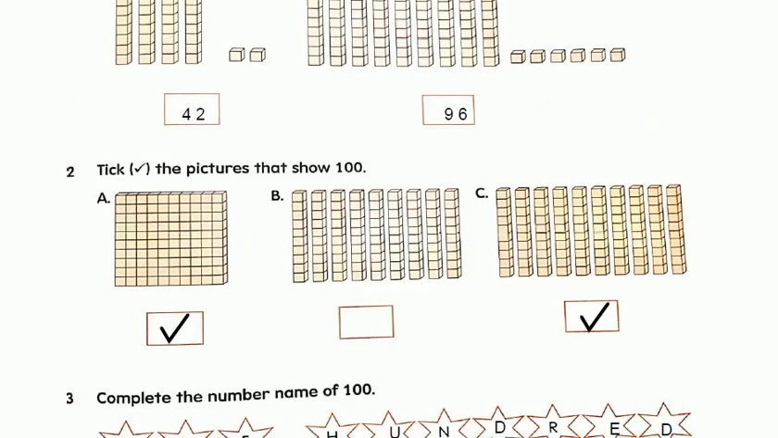Let's move to question 2. The question is, tick the pictures that show 100. Look at the pictures carefully, students. The first picture shows one flat block. So this is 100. So put a tick over it. Next picture shows some 10 blocks. We have to count and check how many are there.